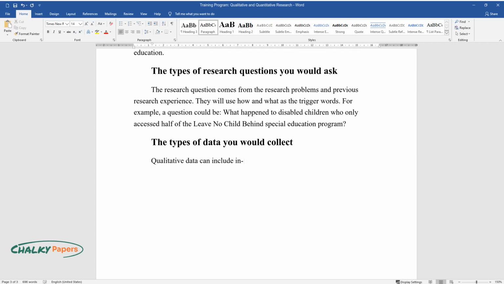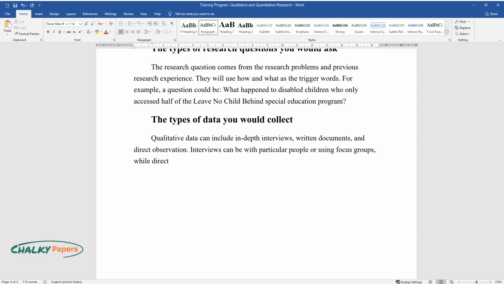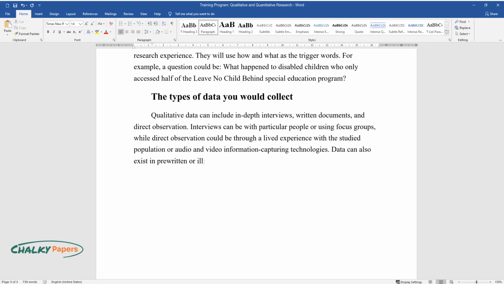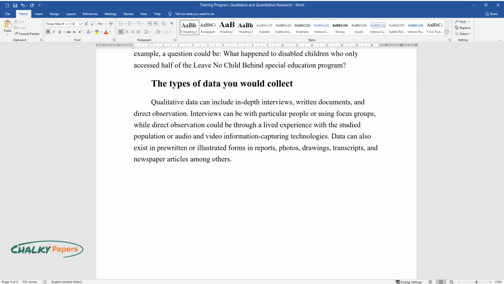The types of data you would collect. Qualitative data can include in-depth interviews, written documents, and direct observation. Interviews can be with particular people or using focus groups, while direct observation could be through a lived experience with the studied population or audio and video information capturing technologies. Data can also exist in pre-written or illustrated forms in reports, photos, drawings, transcripts, and newspaper articles among others.